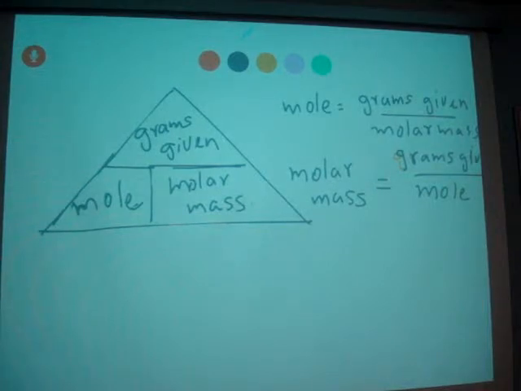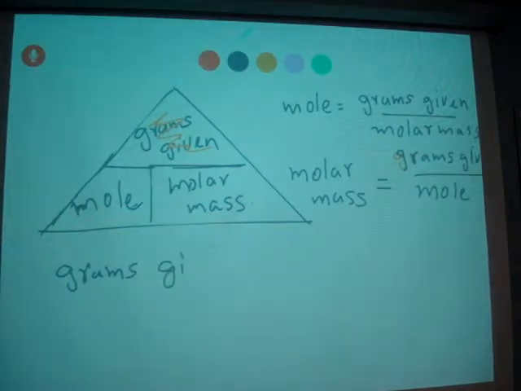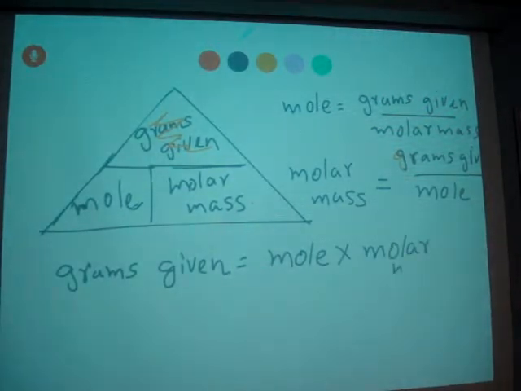And now let's say if you need to find grams given, so you hide that. So you can write grams given. If you need to find those grams, then you multiply mole times molar mass, because these two are going to multiply. If they are up and down, that means you divide, but if they are adjacent, that means you are multiplying it. Okay, so I'm going to give you an example.